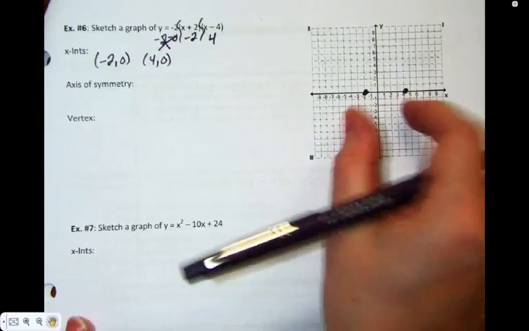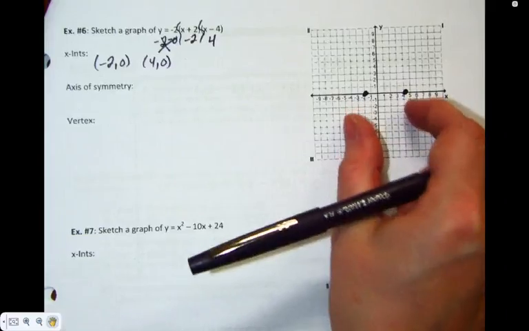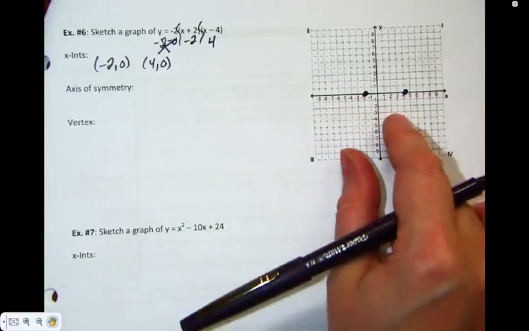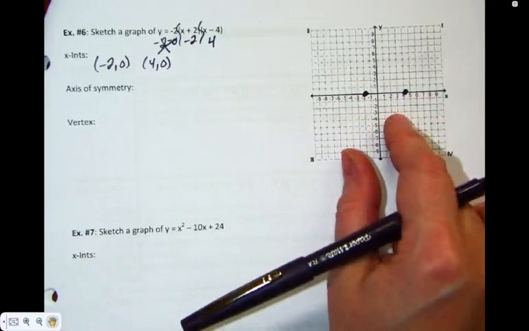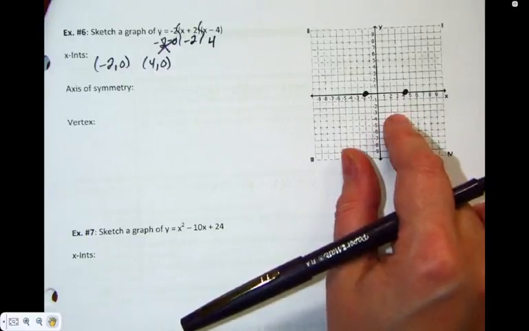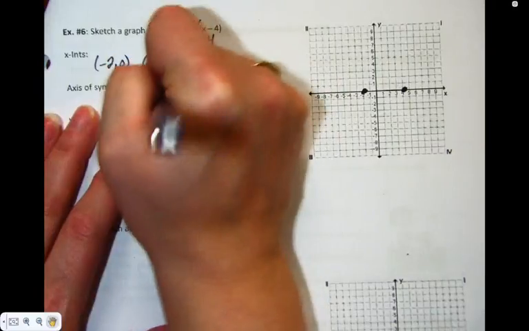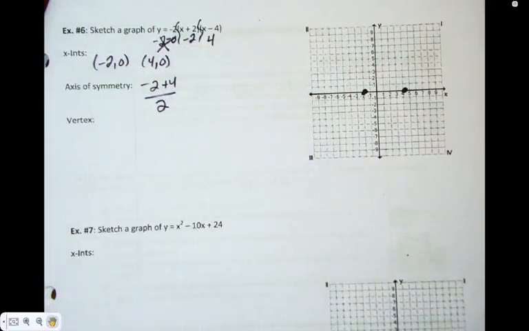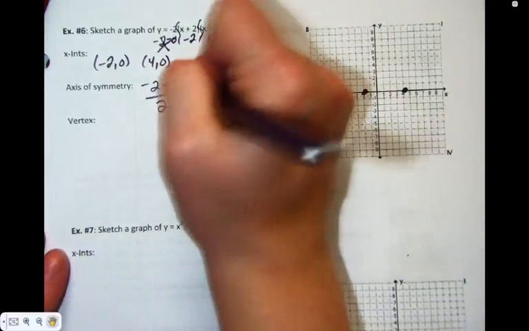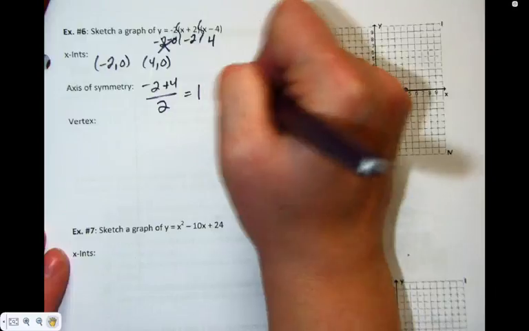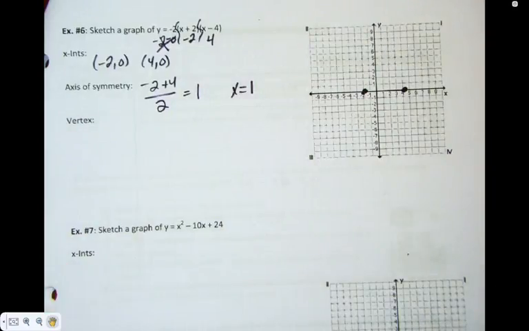Axis of symmetry is just halfway between these two x-intercepts. So if you can look and see what halfway is, you don't need to do a calculation. I'm doing the calculation just so later you see what we've done. All we're going to do is add them together and divide by 2. It's just finding the average. -2 plus 4 is 2, and 2 divided by 2 is 1, so I have an axis of symmetry at x equal to 1.